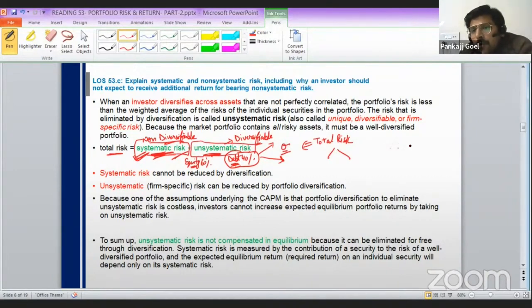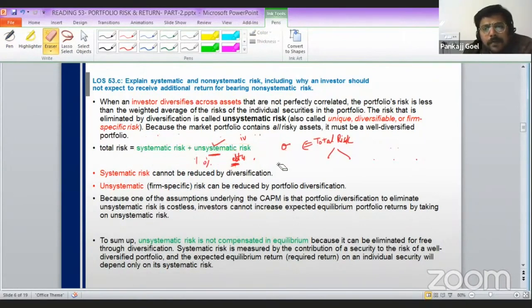So the lower the level of correlation, the higher is the diversification benefit. This risk can be easily diversified by creating a diversified portfolio. This risk can be reduced by creating a diversified portfolio. Only this risk can be diversified. We cannot diversify this risk. This is systematic and unsystematic risk. I hope this is clear.